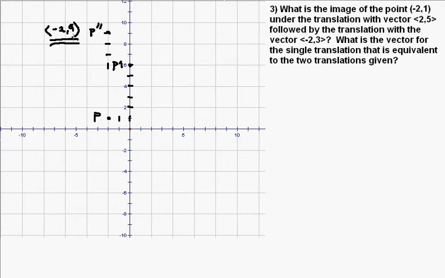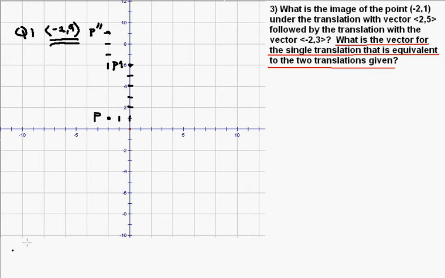So that's the answer to question 1. Question 2 states, what is the vector for the single translation that is equivalent to the two translations given? So in other words, what they're asking is, if I were to do this from P to P double prime in one move, what would that single translation vector be?